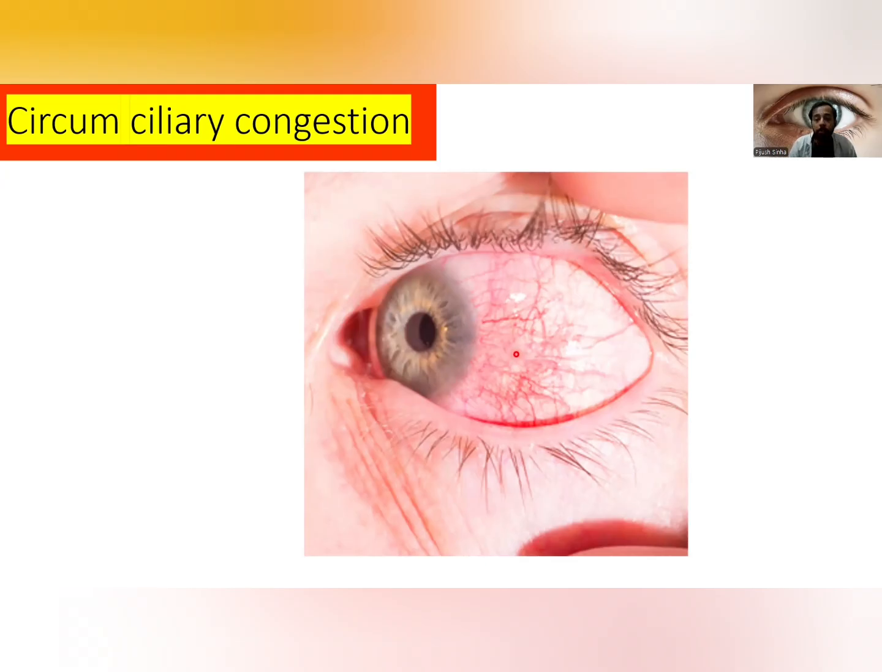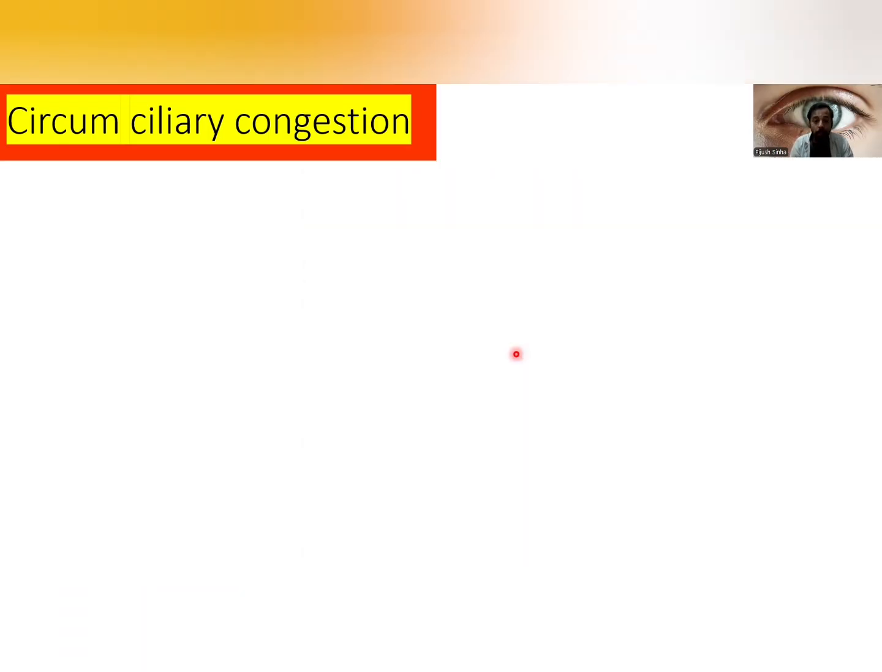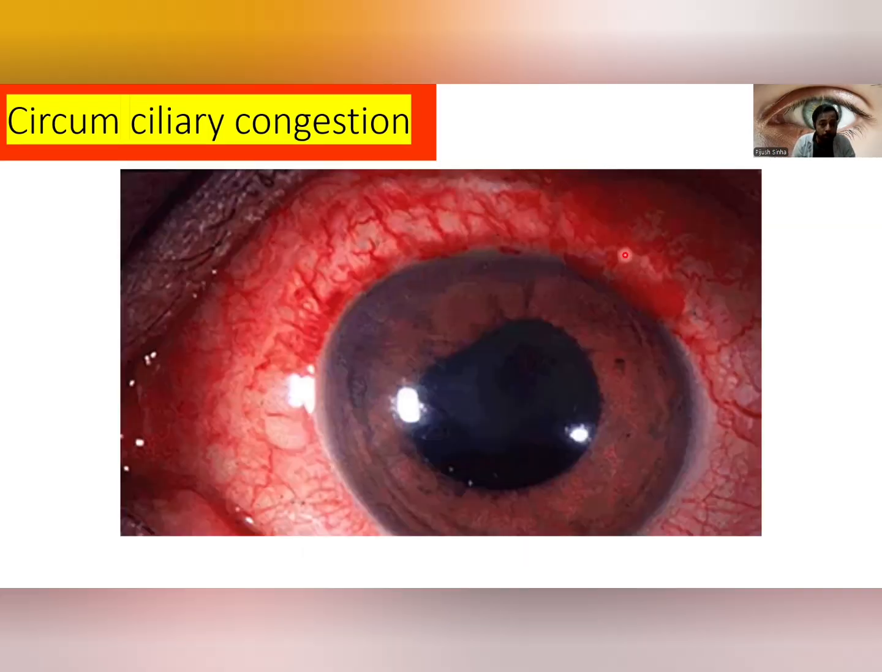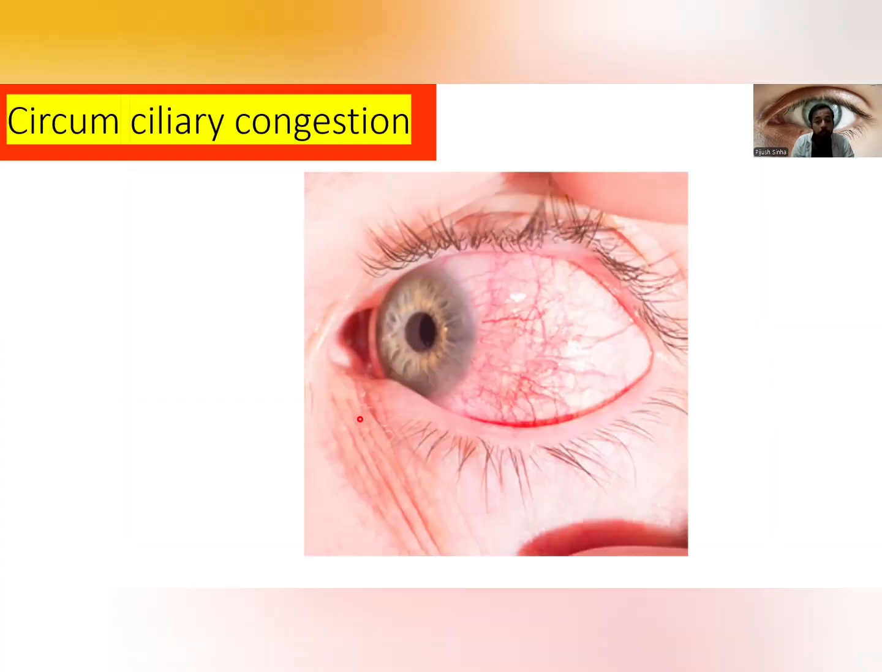What is the best way to differentiate between scleritis and anterior uveitis? You just look at the congestion pattern. In anterior uveitis, you will see 360-degree circumciliary congestion, but in scleritis, you will see localized circumciliary congestion. So that is the first difference.